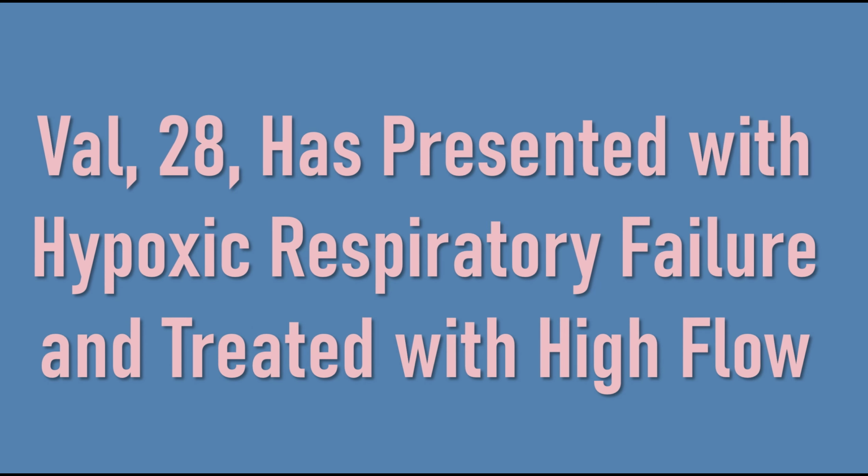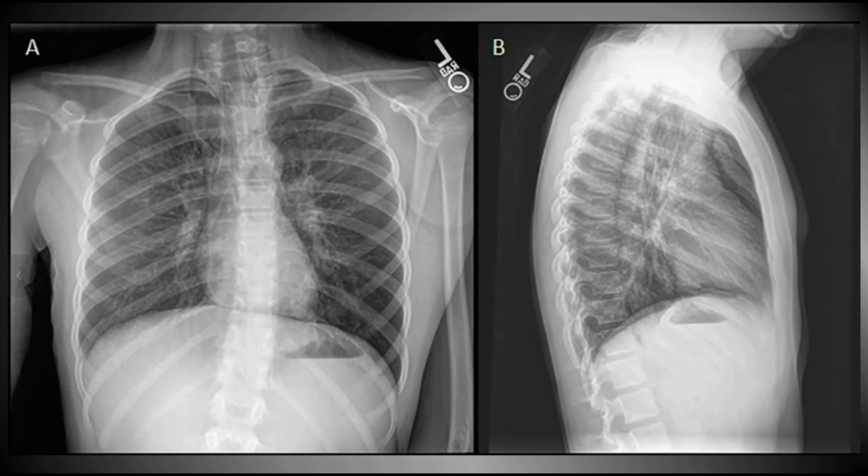Val is 28 and has presented with hypoxic respiratory failure and treated with high flow. Look carefully at the picture. What do you think? Well, the mediastinum is the central compartment of the thoracic cavity, and it contains the heart, the great vessels, the trachea, the esophagus, etc. Pneumomediastinum, or mediastinal emphysema, is where air is in the mediastinum. It shouldn't be there, although you do expect to see it after cardiac surgery.